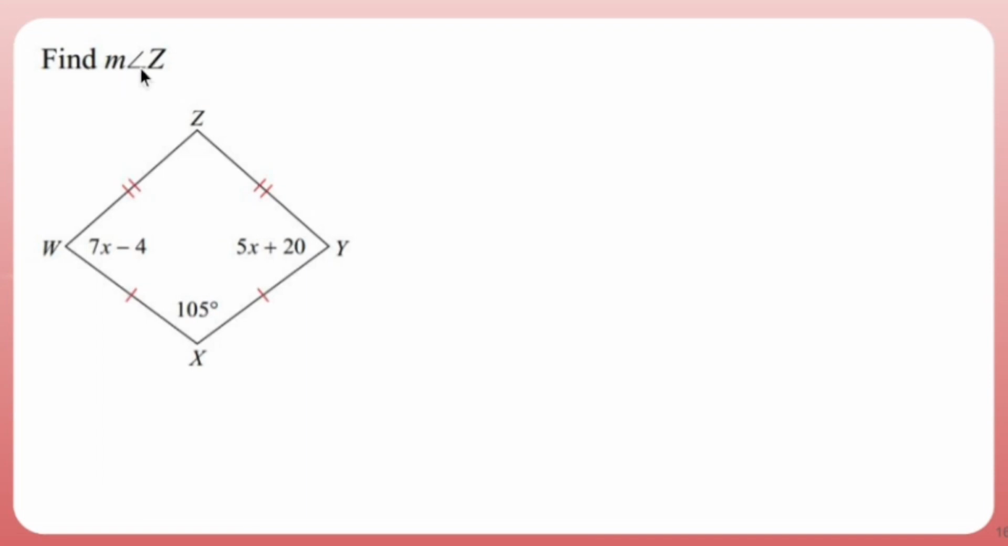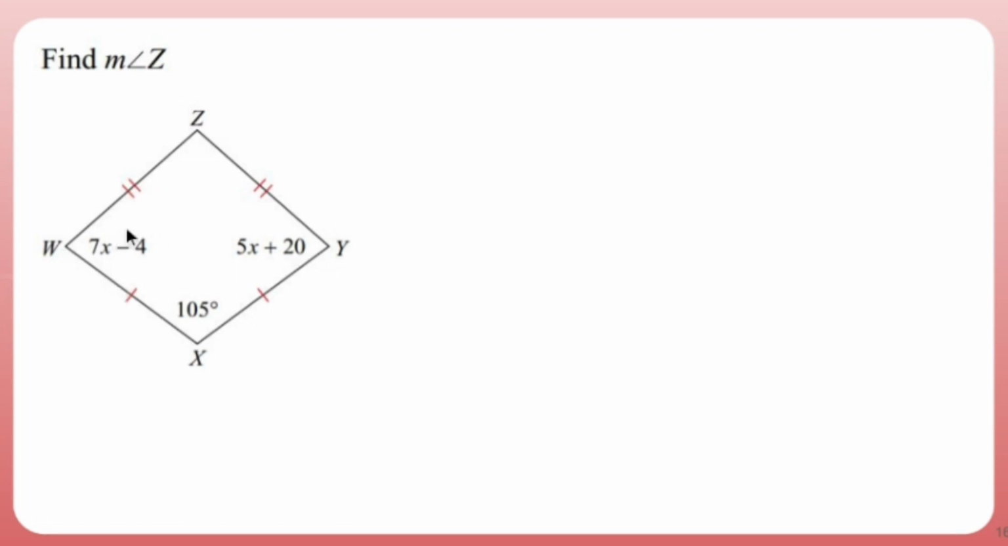Find the measure of angle Z. All right, there's Z. So what I have is the fact that 7x minus 4 and 5x plus 20 oppose each other, and I have 105. So this problem is not near as simple as I wish it was. This is what I know. These two sides are congruent. These two sides are congruent. This is a kite because the sides are next to each other, not opposing each other.